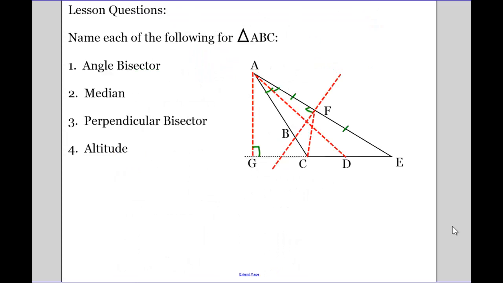Okay, there are your lesson questions for the day. So please, for the triangle ABC, so your triangle is ACE. Your triangle is ACE. Name me the angle bisector, the median, the perpendicular bisector, and an altitude. And please make sure those are submitted on time.